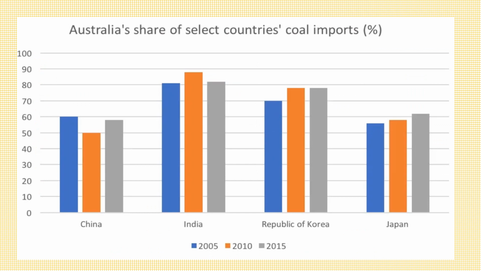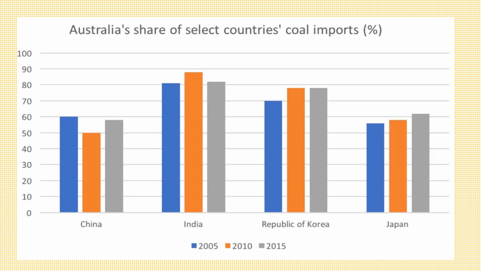Moving on to the next one, which talks about Australia's share of select countries' coal imports, in 2005, 10, and 12 for China, India, Republic of Korea, and Japan. Australia's share of countries' imports of coal in 2005, 10, and 2015.